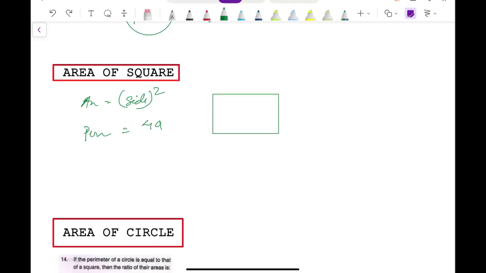If you have a square, then in that case it looks like a rectangle, but remember it's a square here. Side a, and a. The formula is side square for area, and if you also find perimeter, perimeter is 4a.